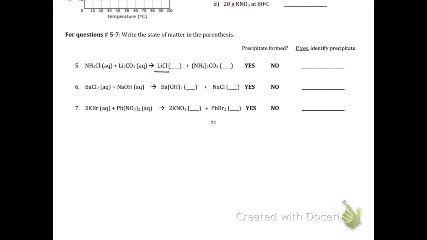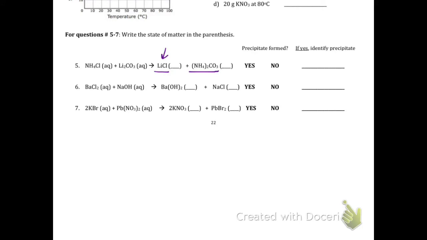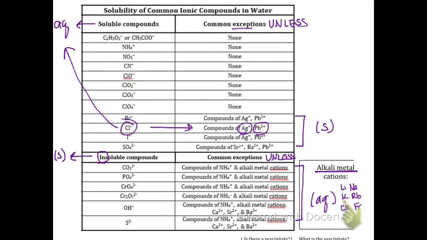Here we are looking at LiCl and ammonium carbonate, lithium chloride and ammonium carbonate. So let's look at this one first. Chlorine is on the chart here. It is always aqueous unless it's attached to one of these. So is my chlorine attached to a silver or a lead? I'm going to go back. No, it is not. So it's going to stay aqueous.